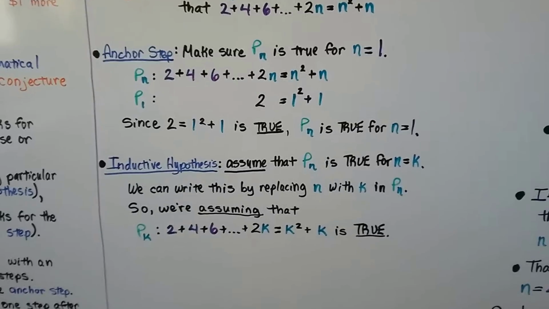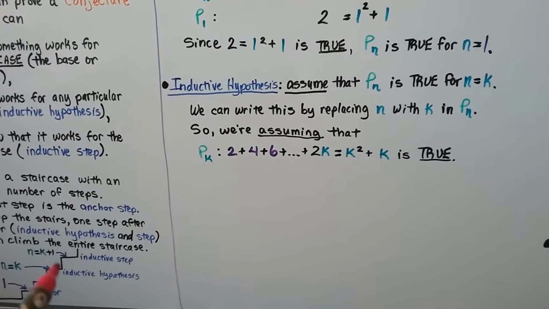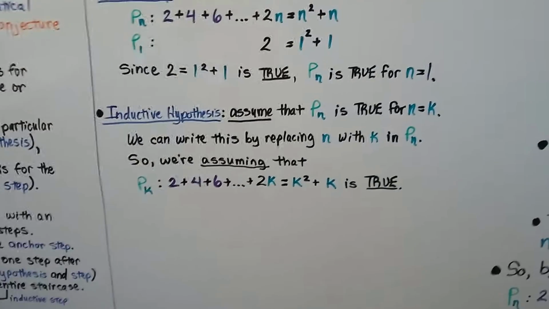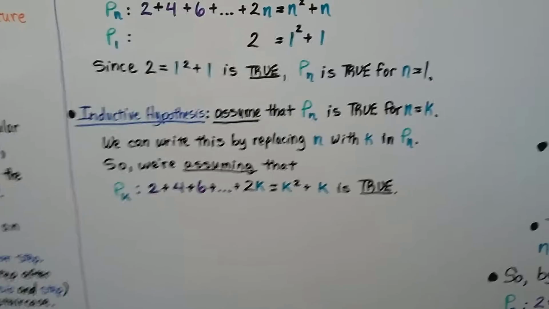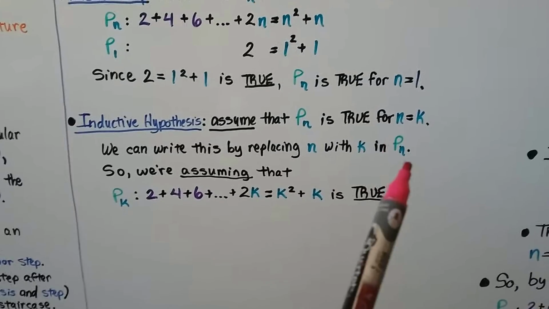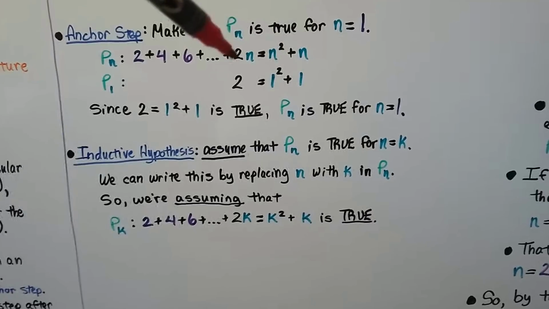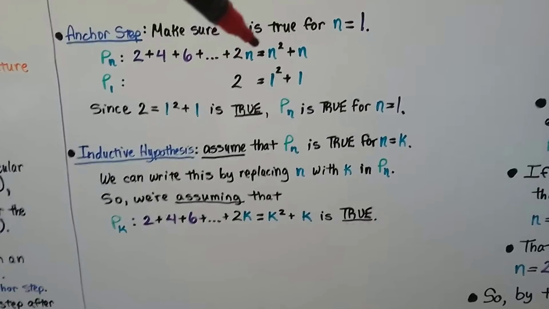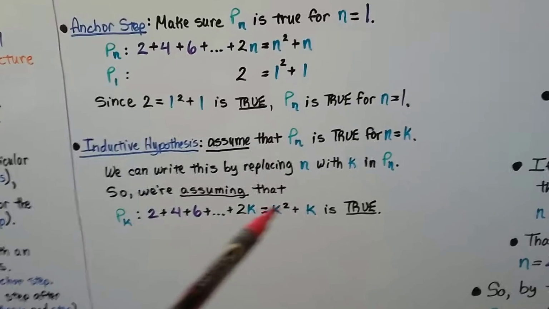Now, the inductive hypothesis, that's that random middle number we're going to try to use as k. We're going to assume that P sub n is true for n equals k. We can write this by replacing the n with the k in P sub n. So everywhere that we had the n is now going to be a k. So it's going to be 2k equals k squared plus k. See?